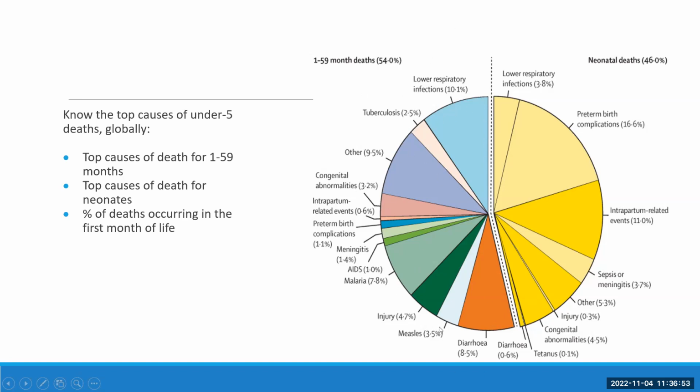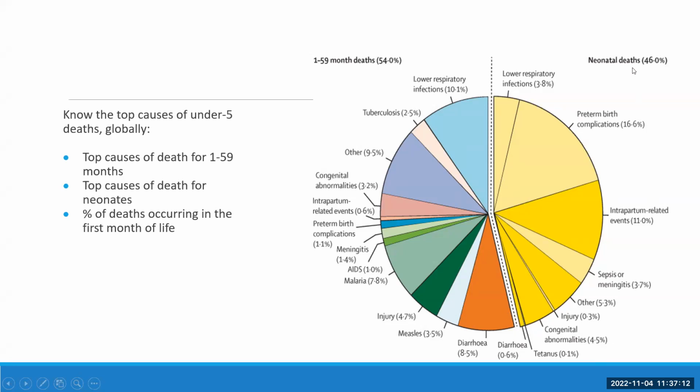Well, we're just looking for the biggest chunk of the graph. We have 10.1% lower respiratory infection. This is pneumonia and other respiratory infections. We see a similar, but not as large, section for diarrhea. Okay, so this is the takeaway.